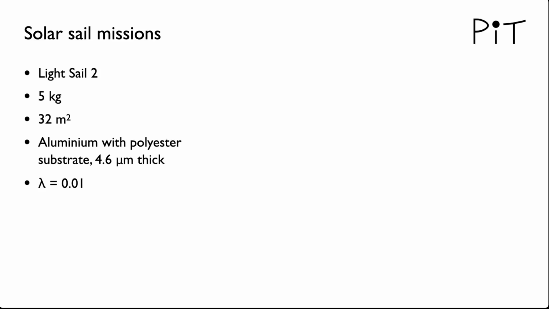Other sails have been tested too, and there are concept studies to build sails hundreds of meters in size, with lightness numbers close to 1 that could travel beyond the orbit of Neptune within a few years.